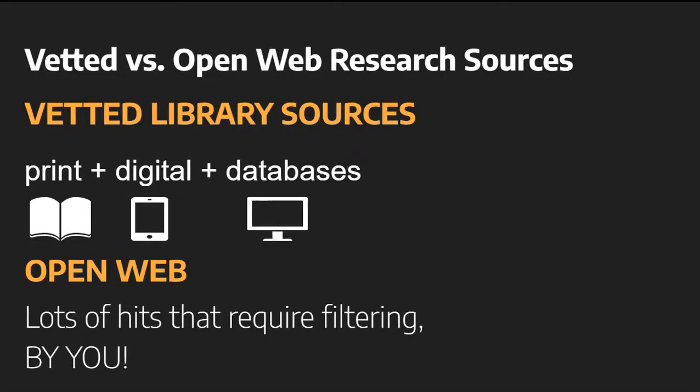Research sources fall into two rough categories: vetted or not vetted. Most library sources are considered vetted because they come from trusted academic presses or database content providers. Open web sources are not vetted. When you're given an assignment where your teacher lets you do a Google search on the open web, you're going to need to learn how to filter out the content.